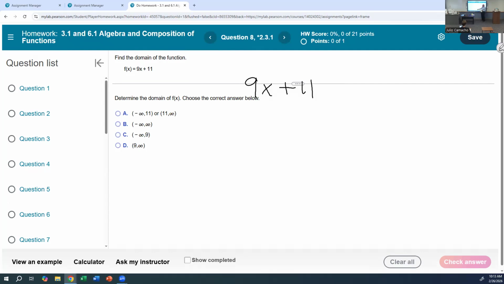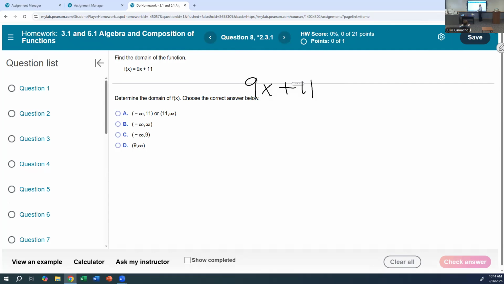Because A is excluding 11. They say 11 cannot be there. And we just said that you can input any real number. So it's not A. Definitely is not. I don't know. I'm kind of confused. Where is your confusion?